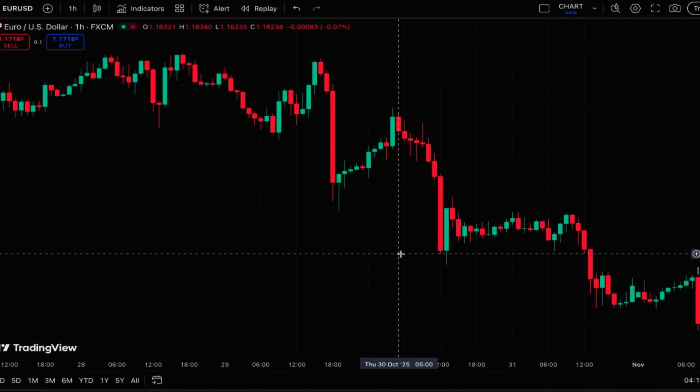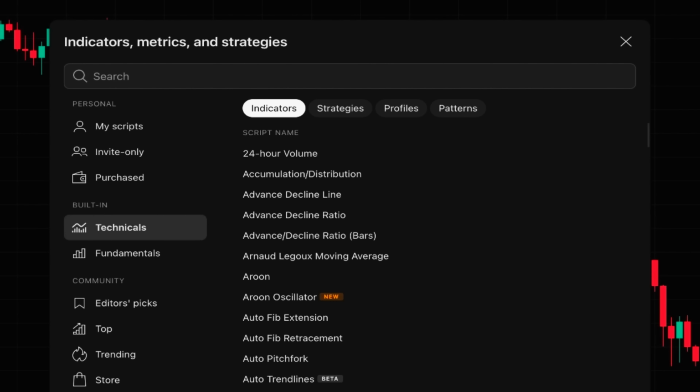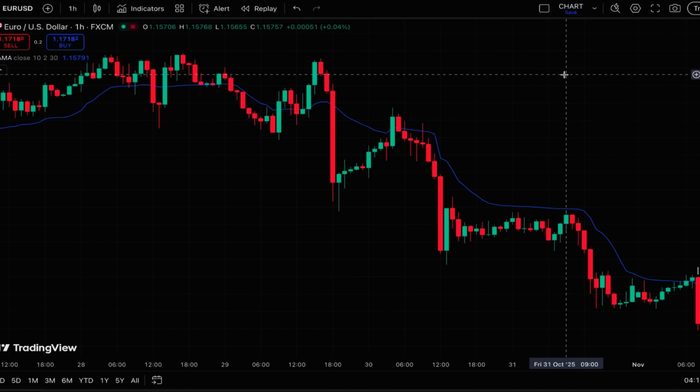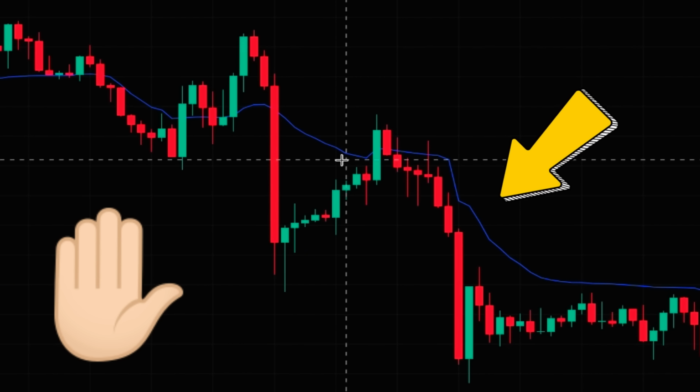Let's add the Kaufman moving average to our chart. Here we click on indicators and we search this one, Kaufman's Adaptive Moving Average, which is a built-in indicator on TradingView platform. Alright, this is Kaufman Moving Average that is added to the chart, but we need to change its settings so it will be optimized for the trading strategy that we're going to use.